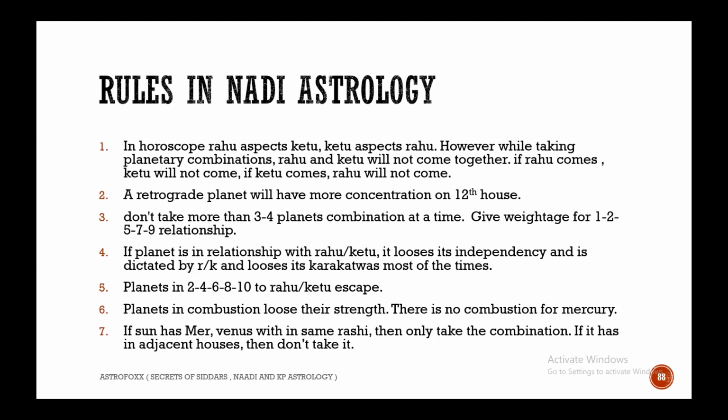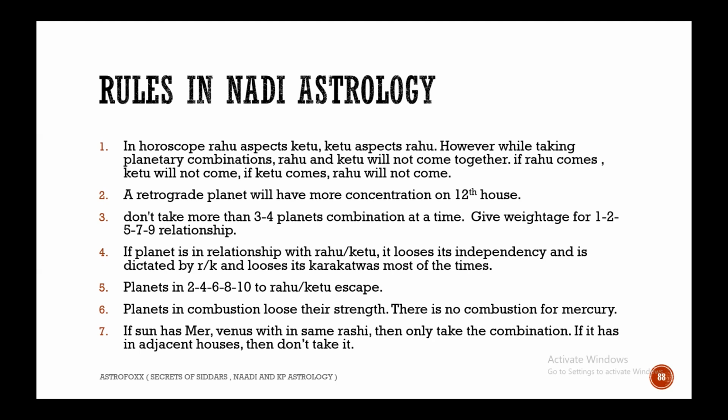A retrograde planet will have more connection to the 12th house. I explained that to you. Do not take more than 3 to 4 planets in combination at a time. Give weightage to 1, 2, 5, 7, 9 relationships. That also we discussed. If a planet is in relationship with Rahu or Ketu, it loses its independence and is dictated by Rahu Ketu, and loses its karaka most of the times.